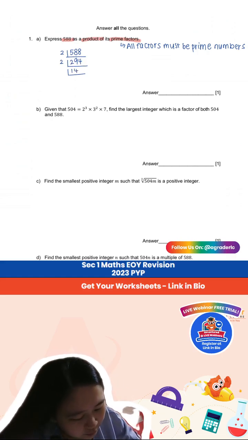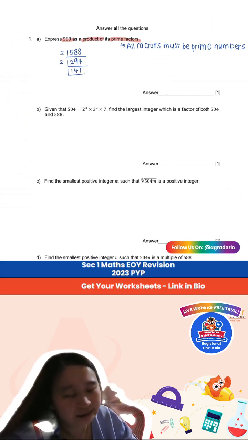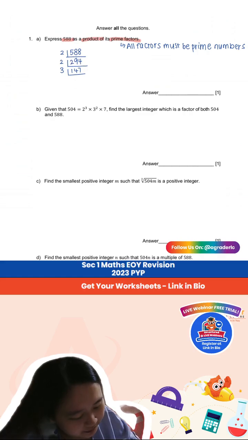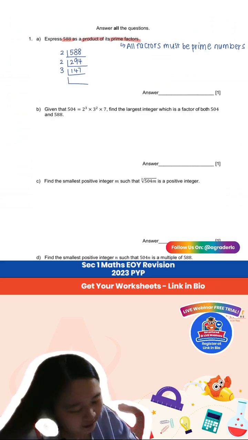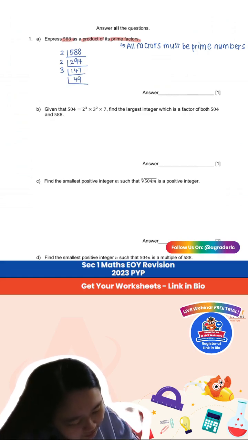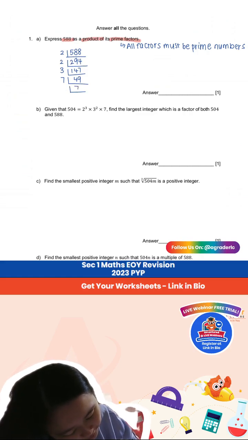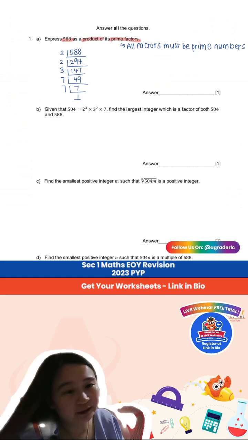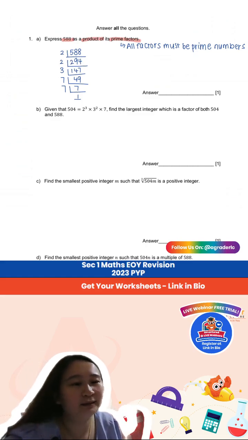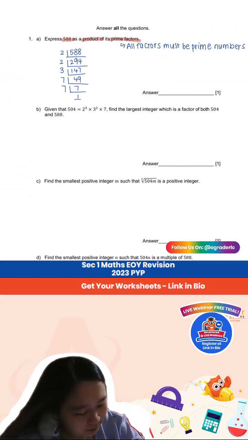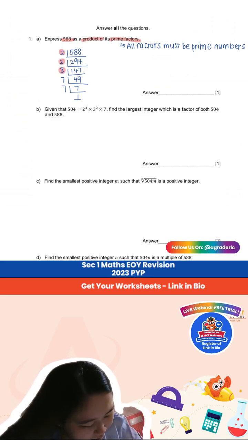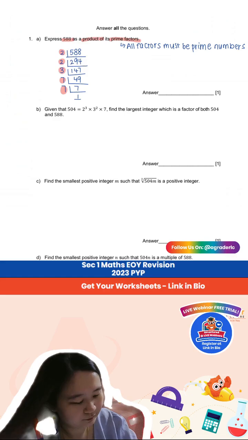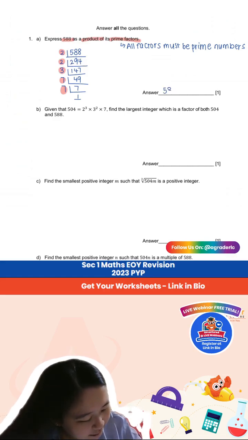So divide by 2 again, I get 147. 147, I can divide by 3. After I divide by 3, I get 49. So 49, I divide by 7, I get 7. So you prime factorize until you get 1. Okay? Then all the numbers here will be the prime factors. So this means 588 is equal to 2 to the power of 2 times 3 times 7 to the power of 2.